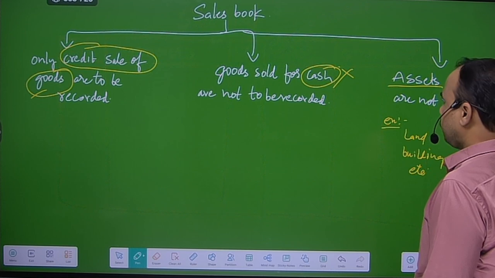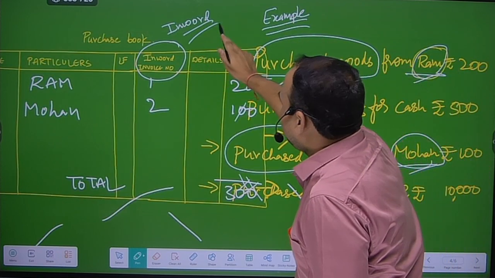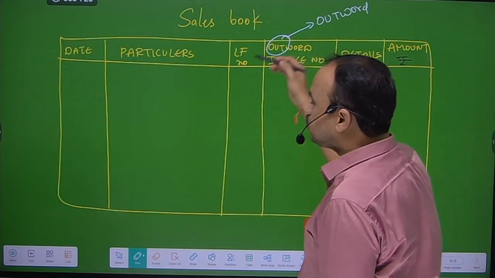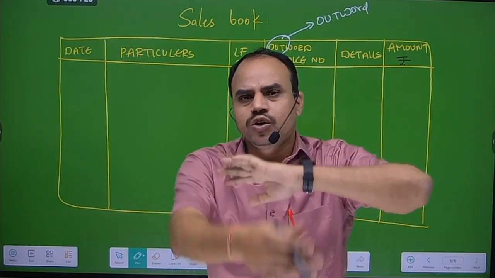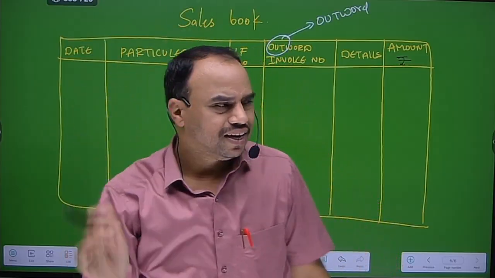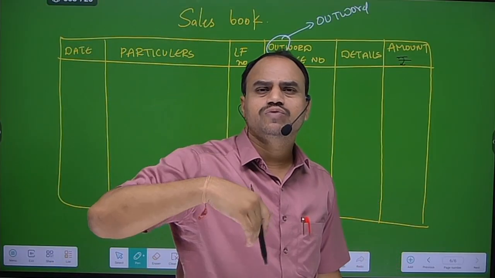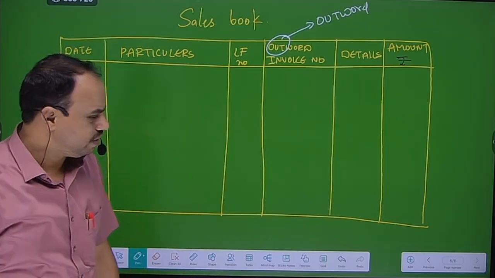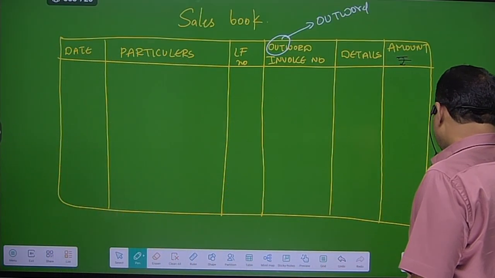Purchase book and sales book, what is the difference? Here we write inward in the purchase book and here we write outward. Why? Because when you are selling the goods, goods are going out of the business, that's why we write outward. When you are purchasing the goods, goods are coming in, that's why we write inward. Invoice number means bill number, you know very well. Okay, so let's see some examples.